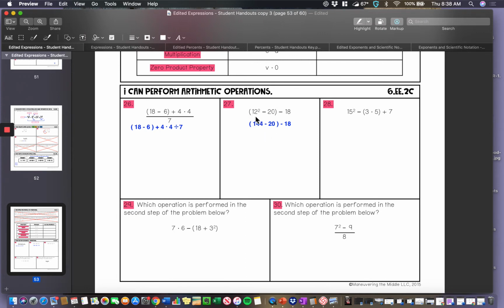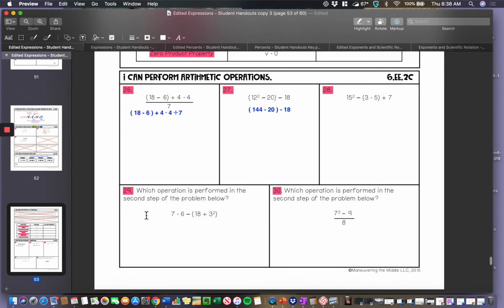On the next one, I did start you off with the exponents inside the parentheses because we do need to do the parentheses first, right? But inside the parentheses, when we do it first, we have to do our exponents first. So 12 to the second is really 144. Now you guys will need to do this one on your own, number 28.